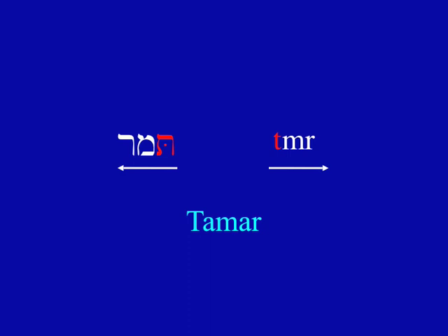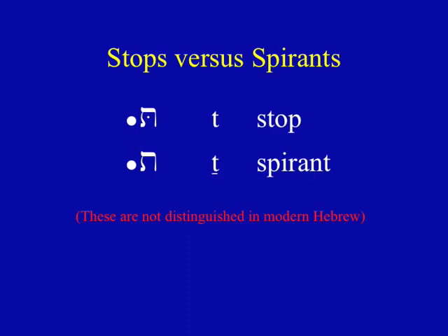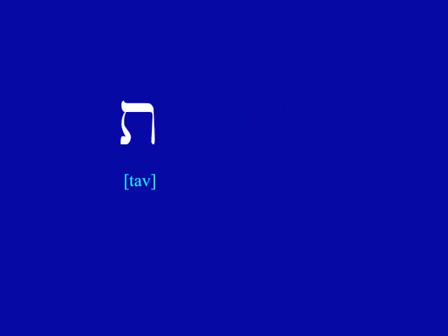As in the personal name, Tamar. Now you see the dagesh in the character. It is one of those that, in its origins, when it came after a vowel, was spirantized, ath. But modern Hebrew makes no distinction, and neither will we. Anytime you see a tav, whether it has a dagesh or not, whether it comes after a vowel or it does not, it's t.